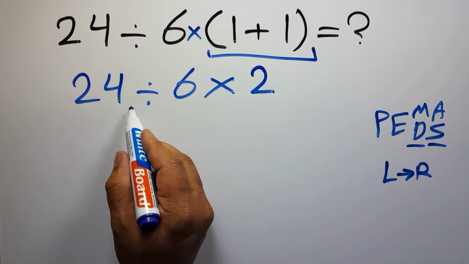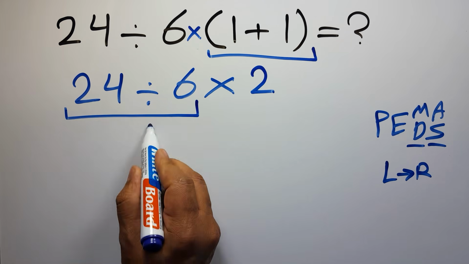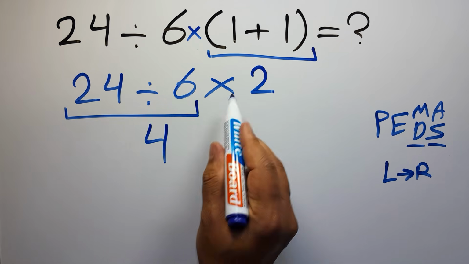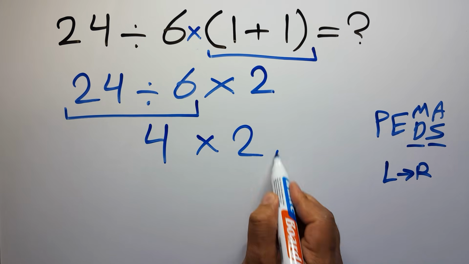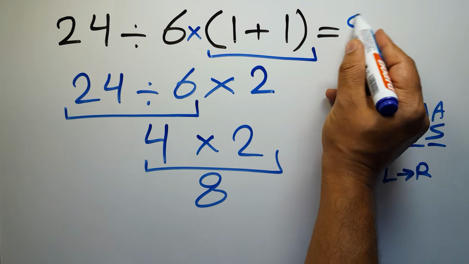So here, first we have to do this division. 24 divided by 6 gives us 4. So we have 4 times 2, which equals 8. And this is our final answer to this problem. The correct answer is 8.